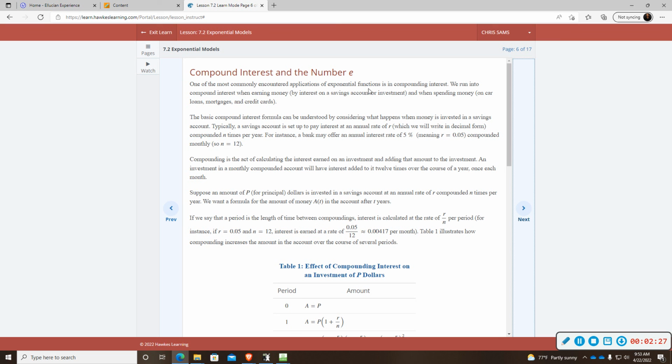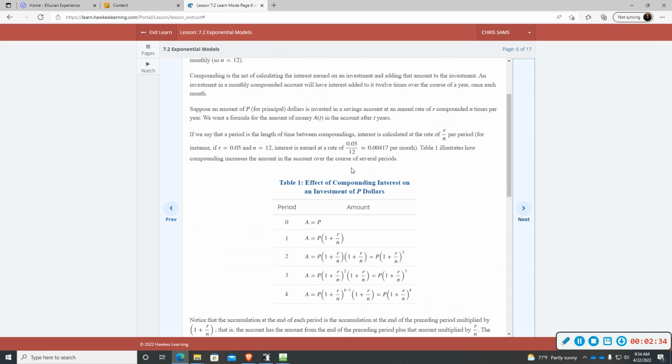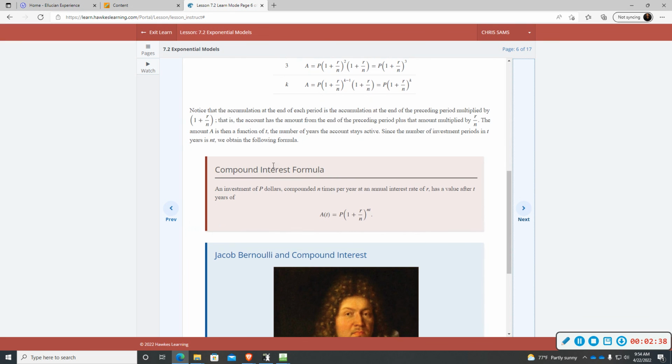Compound interest. So this kind of starts talking about compound interest. We're going to be using this quite a bit. This is going through like the background of how the formula was arrived at. Here's the most important part.